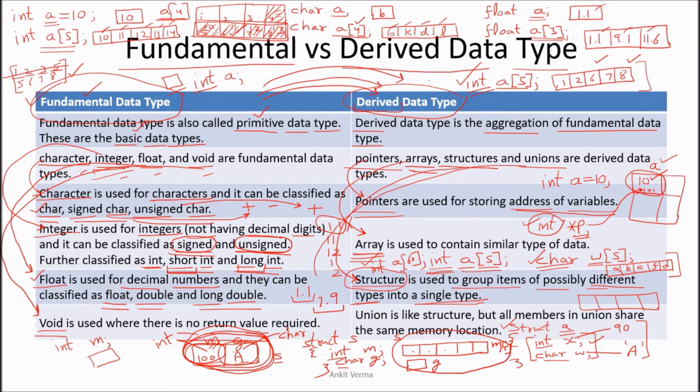Now talking about this, union and structure are both the same in terms of grouping. Union is like structure. That means similarly there will be a block. In that block I can say that there can be multiple further parts. One can be an integer, one can be a character. The same thing is there. The only difference is the memory. All members in a union share the same memory location.